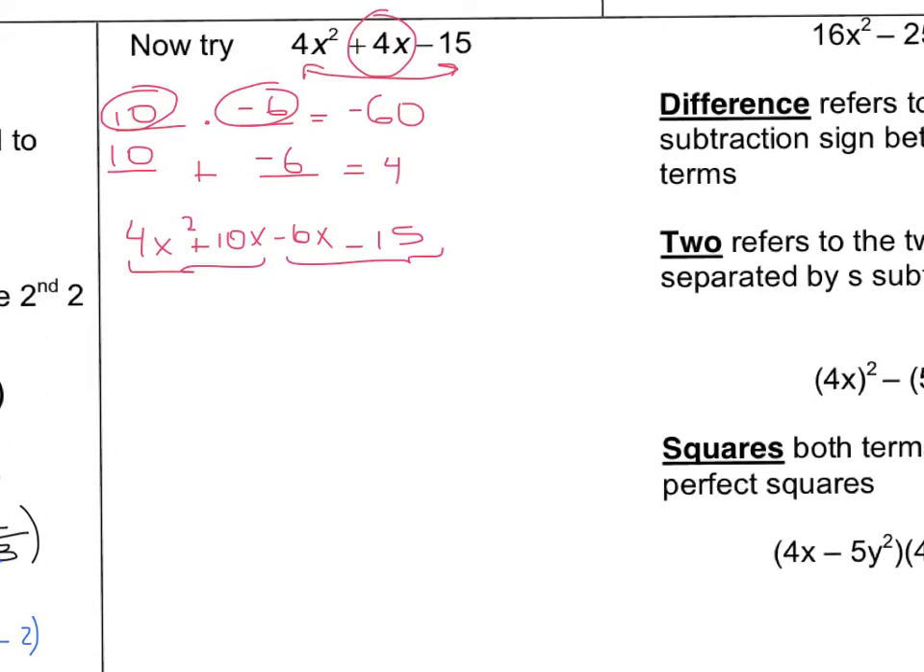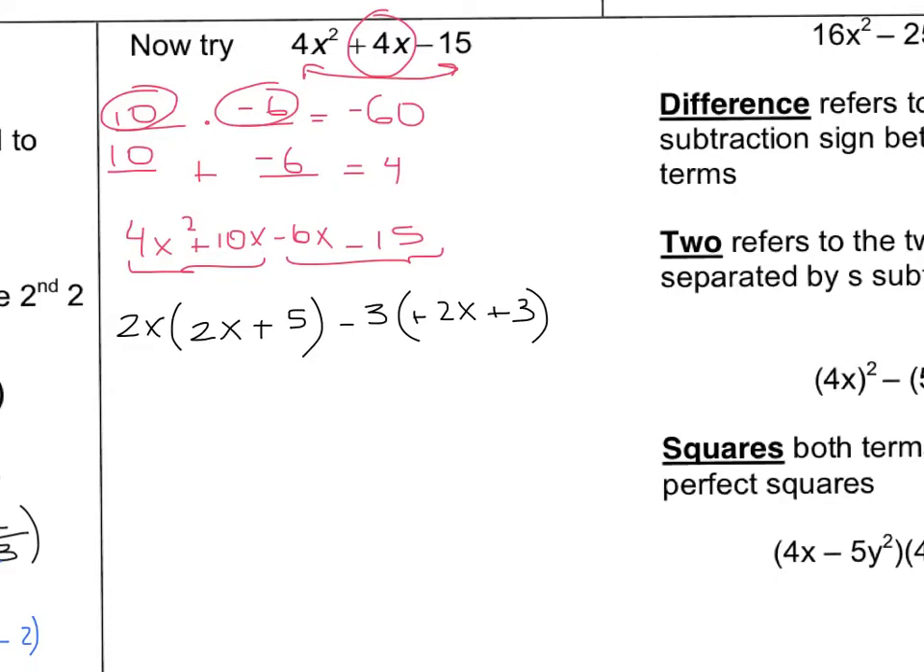Now 4x squared and 10x, I think there's a 2x in common. 4 divided by 2 is a 2, and x will be left. 10 divided by 2 is a 5. Now try to FOIL it to make sure that your work is right. Now negative 6x and negative 15. Negative 3 is only in common, so you have 2x, plus 3.